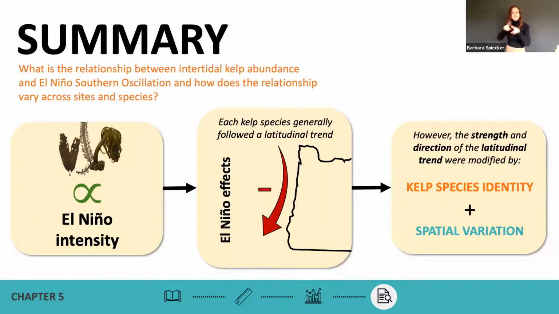Yet again, the strength and direction of this latitudinal trend was modified by kelp species identity and spatial variation, as we've been talking about.